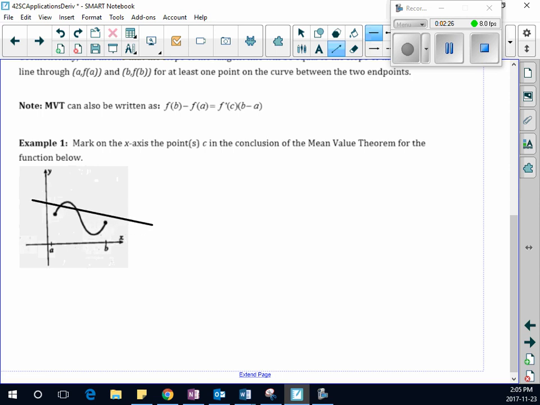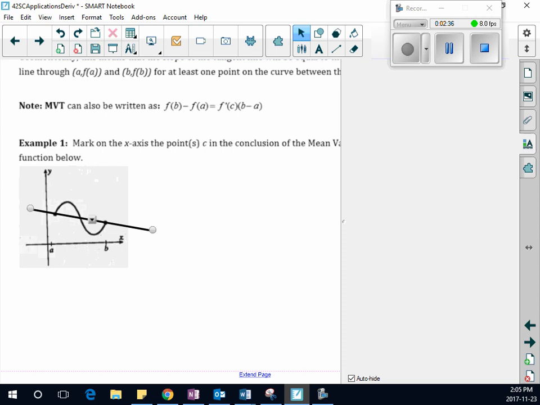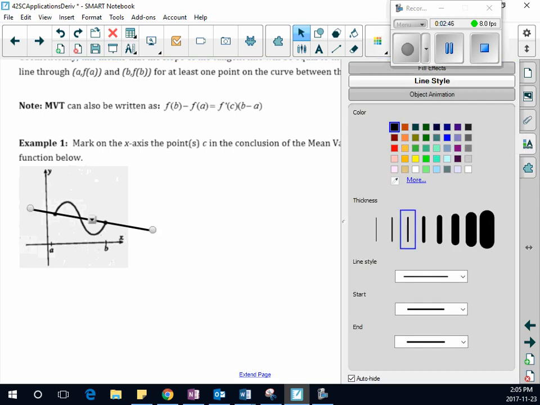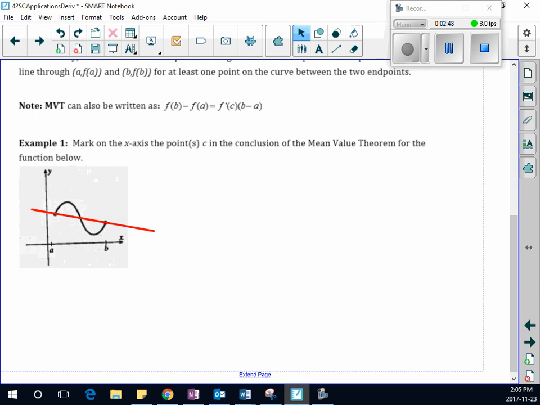Yeah, so even with the, I'm just going to see if I can, I'm going to make it a different color. I thought I could make it a different color. There. Okay, so there is my line going through a and b.